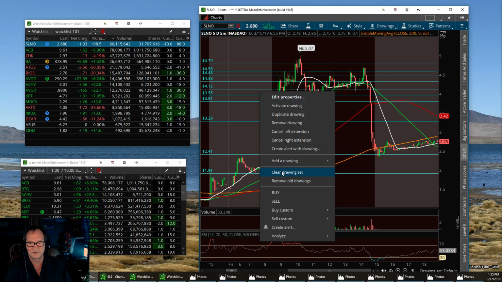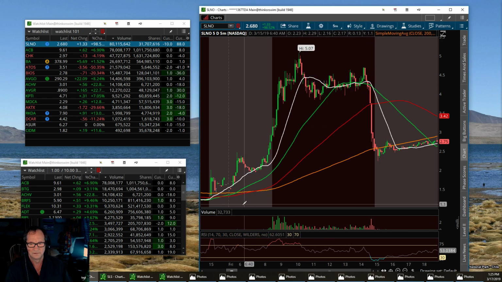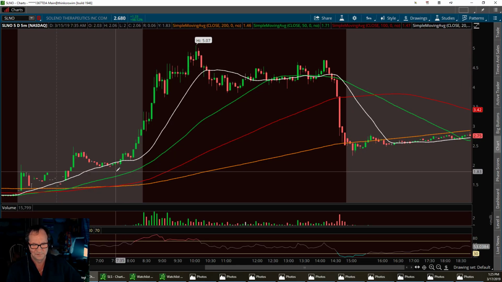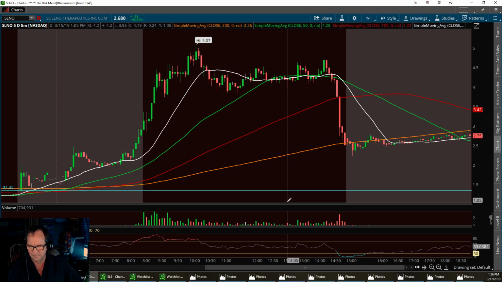So I'm going to erase all these trend lines and clear the drawing set. The first thing I want to do when I'm drawing up these trend lines is look for a place of consolidation or a place of resistance. That first place of resistance started right here first thing in the morning. Now I'm going to make this chart bigger so everybody can see it. My first point of support was right down here at the very bottom, at 1.35, so I'm going to draw a trend line right there.